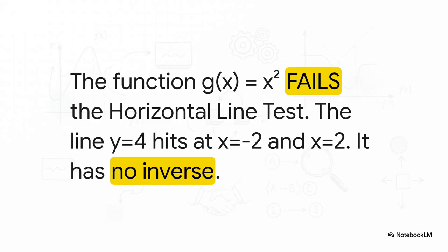So let's use our horizontal line test on a classic function, the parabola, g of x equals x squared. Imagine drawing a horizontal line up at y equals 4. What happens? It hits the parabola in two spots, right? At x equals -2 and x equals +2. Two different inputs are giving you the same exact output. That's a huge red flag. It fails the test, which means it is not one-to-one and has no true inverse.